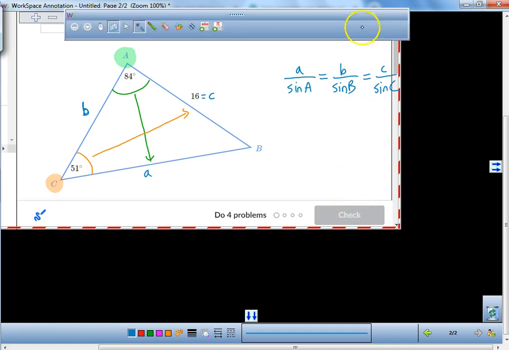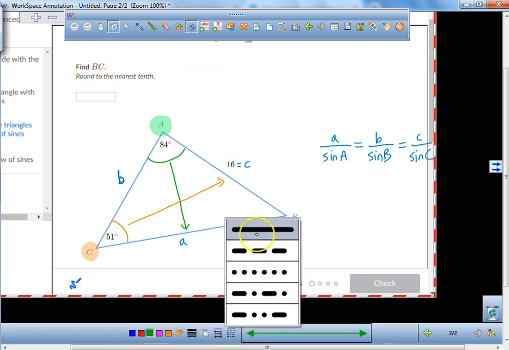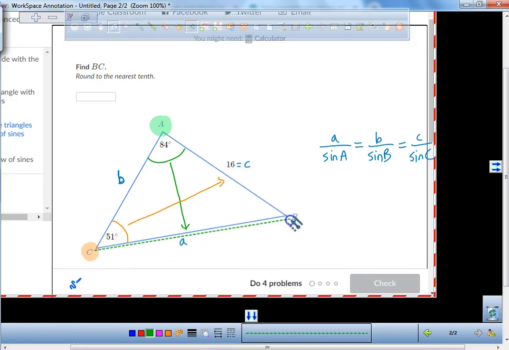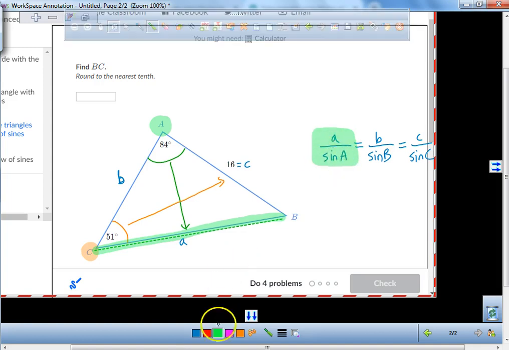Hold on, we are searching. BC, there we go. So here, you see right here, we have to find the distance from B to C, which means we have to find this side right there. So what we're going to do is use this one, and we're going to use this. So what am I going to set up? a over sine of A equals c over sine of C.